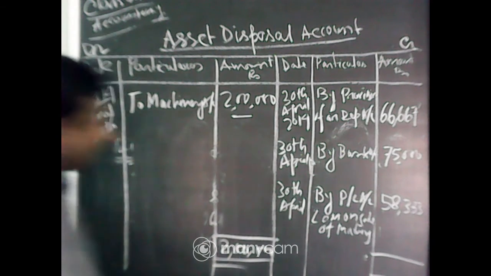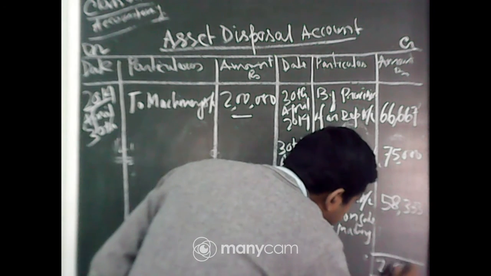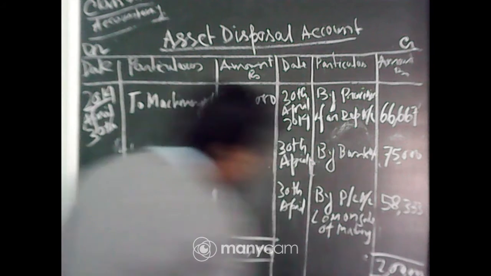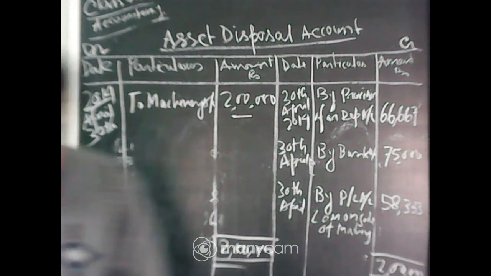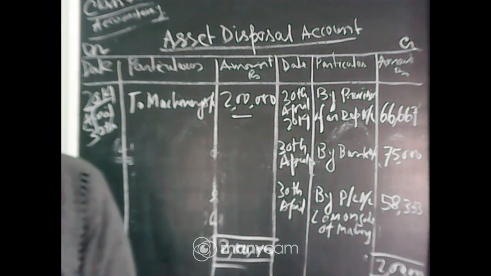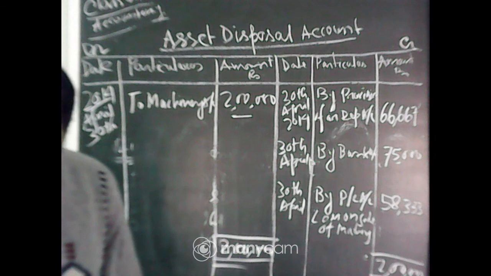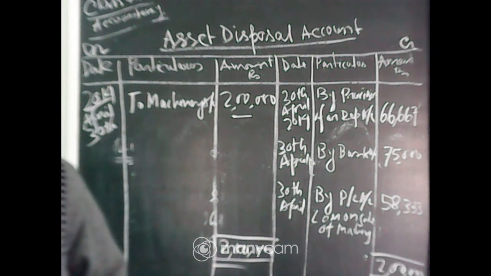And now you can find this is 2 lakh. There is no balance left in the asset disposal account, it will be closed for that particular machine and that particular year. Okay. So that is the way you have to make the asset disposal account. I hope you have understood. Is there any problem? Now you can ask me questions.